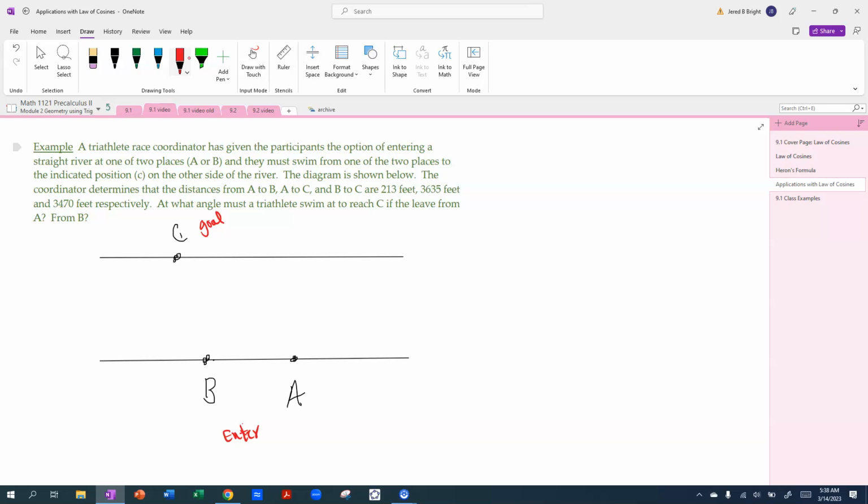The coordinator determines that the distances from A to B, A to C, and B to C.